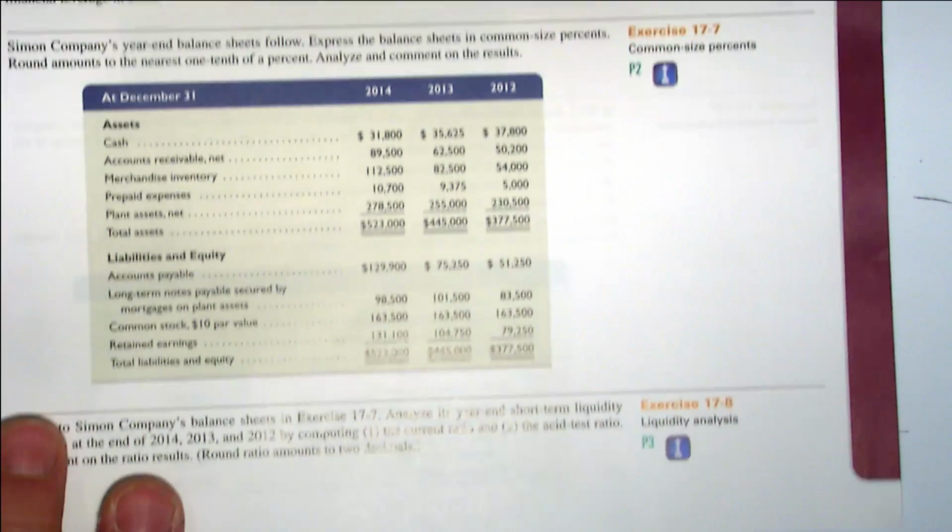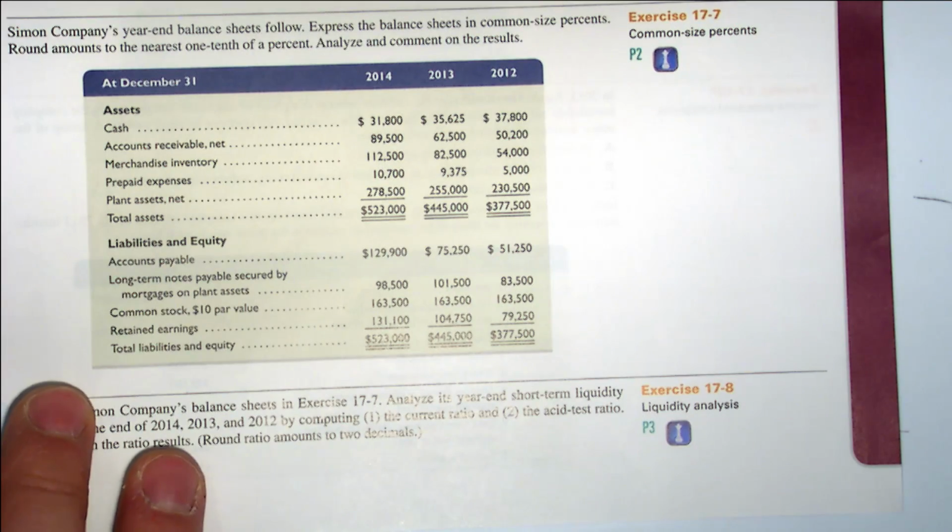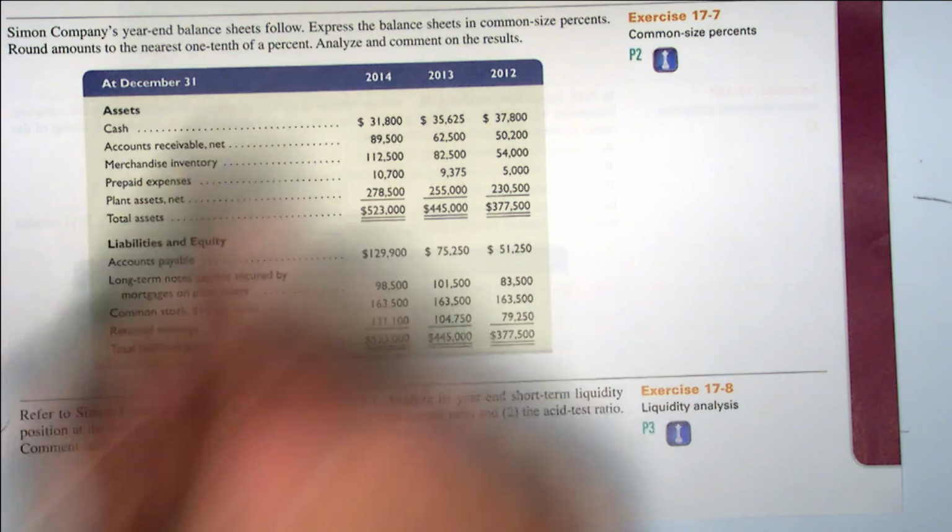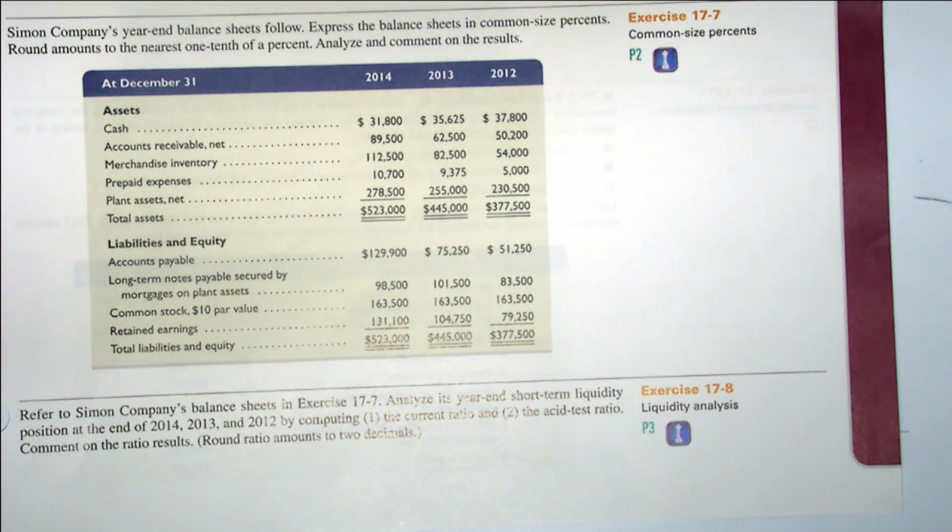Let's take a look at the next ones, 17, 7, 8, 9, 10, and 11. Is that correct? Okay. So what they do here is, let's take a look. They give us this balance sheet. Simon's year-end balance sheet follows. The first thing they want us to do is express the balance sheet in common size percents. Round amounts to the nearest 0.1%. That's the first thing they want us to do. So let's do that. Okay?